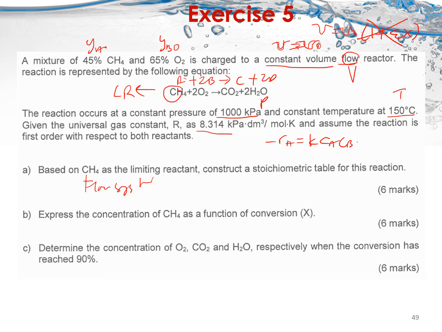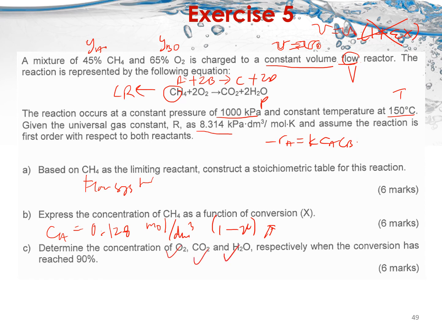This is the one that we did before, exercise number 3. So you should have 0.128 mole over decimeter cube times 1 minus X. This should be the answer. This is in terms of concentration, not the rate law, so it should be CA. Don't make a mistake. Then you need to have the concentrations of O2, CO2 and H2O.